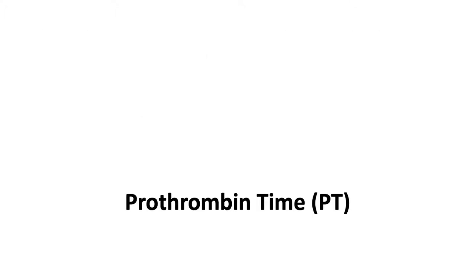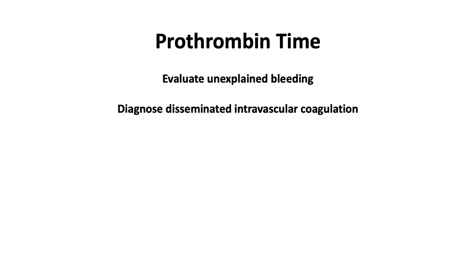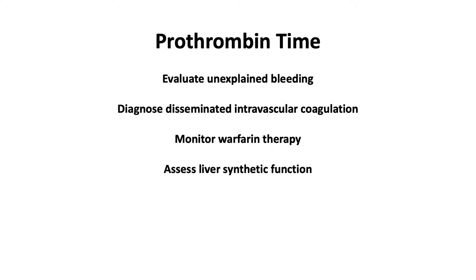The prothrombin time measures the time to a fibrin clot after plasma is exposed to tissue factor. It is measured in seconds. The prothrombin time is used to evaluate unexplained bleeding, diagnose disseminated intravascular coagulation, monitor warfarin therapy, and assess liver synthetic function.